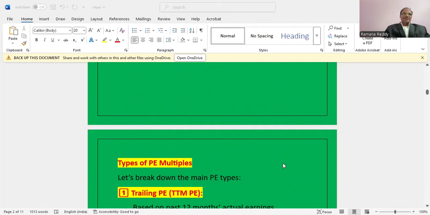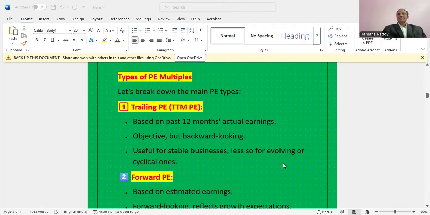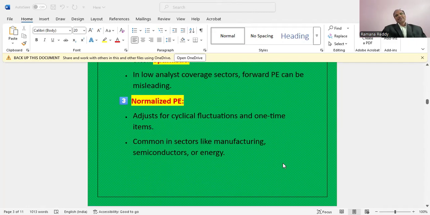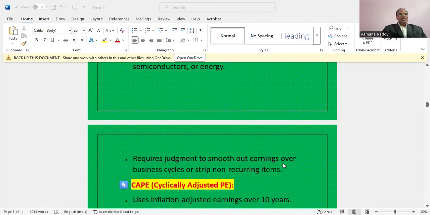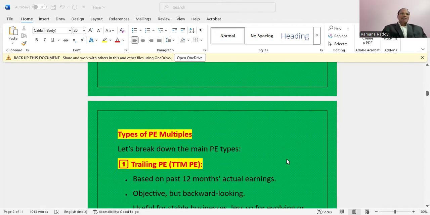We'll see the types of PE multiples. There are 4 types which we are going to discuss. First one is trailing PE, that is TTM PE. Second one, forward PE. Third one, normalized PE. And fourth one, cyclically adjusted PE. We'll discuss these types of PEs one by one.